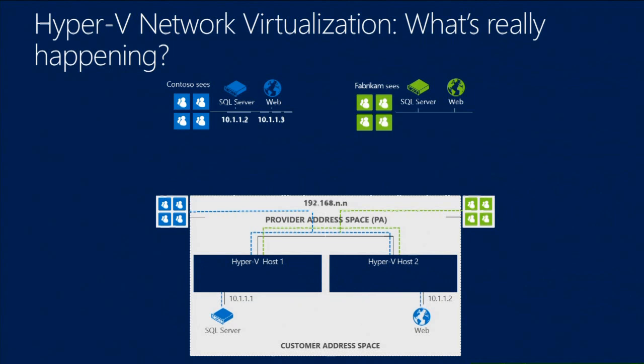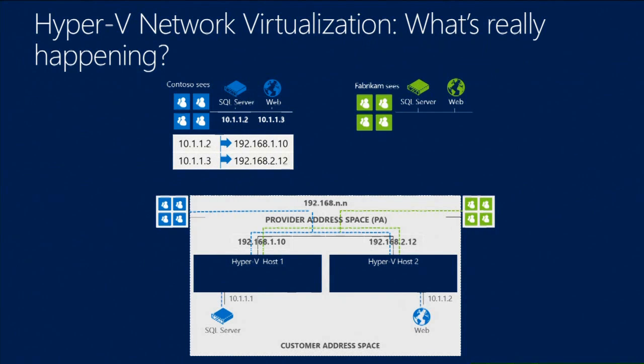At the same time, the hoster has their own provider address space, or the PA space. So the hoster has their own space that they are operating in. And in this environment, for instance, each host has a certain address. In this case, one has a 192.168.110, and the other has a different address. So you have the PA space of the hoster, and you have the CA space that the customer is bringing in. And so what we do in Hyper-V network virtualization is to create a mapping between the two.